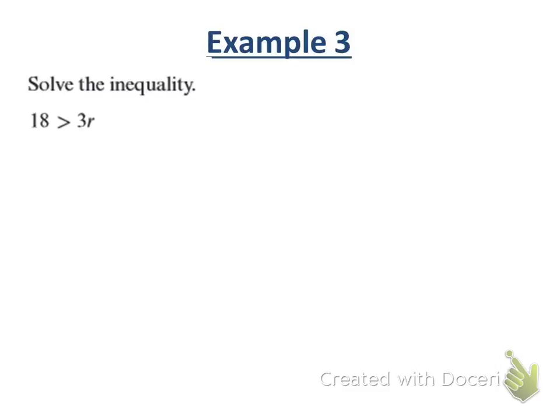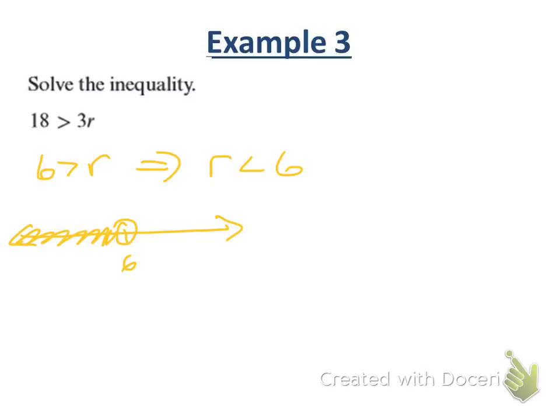What would you do? Cooper, walk me through it. I divided both sides by 3. And what did you get? I got 6 is greater than R. Okay. Everybody got to that point, right? Okay. DJ, what'd you do from here? I shaded it to the left. Is that right? Yeah. Because if we look at this, this is R is less than 6, right?